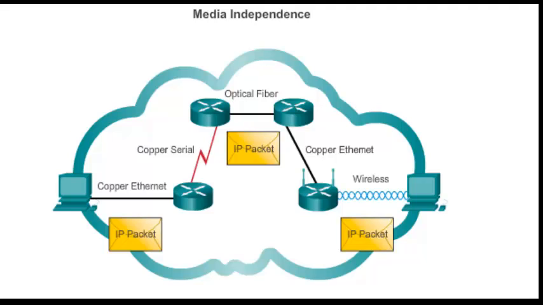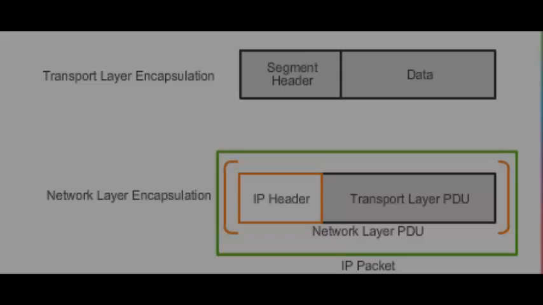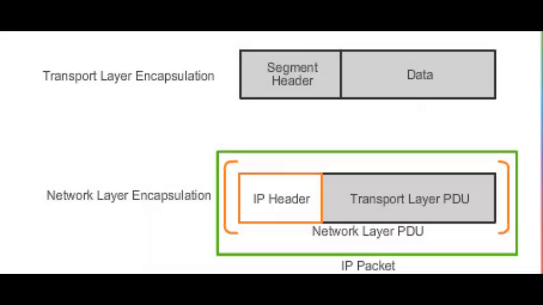However, there is a characteristic that the network layer does consider, which is the maximum size of the PDU that each medium can transmit. This is also called maximum transmission unit. IP encapsulates, or adds to, the transport layer segment an IP header. This header is used to deliver the packet to the destination host.